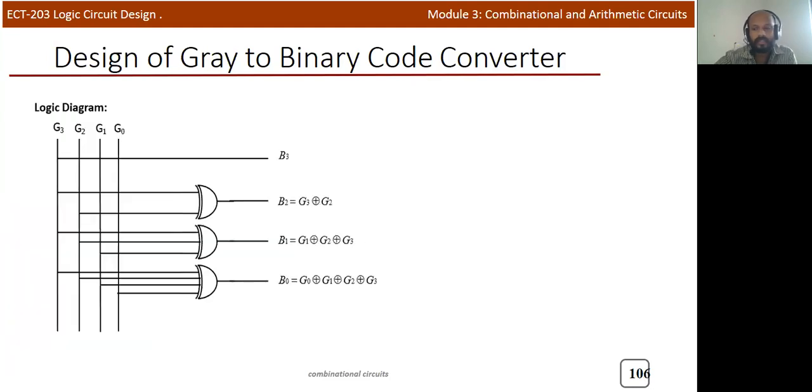Okay, so we got all the values. Now we can design it. So B3 is exactly G3. So we can directly connect like this.